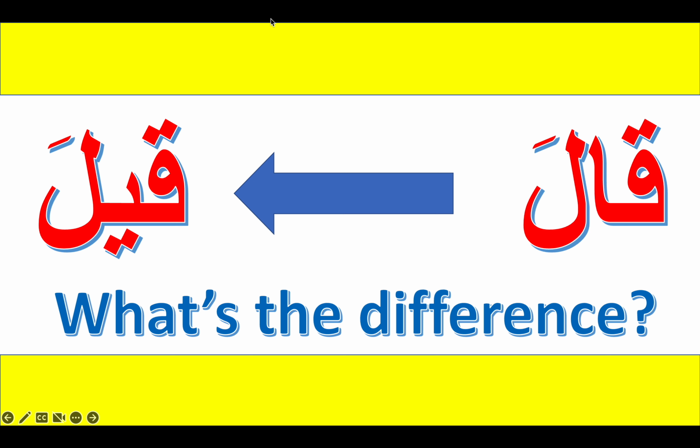So, this is a grammar video today, and it is going to be focused on explaining how to conjugate verbs in the passive form, specifically verbs in form 1 with a weak middle root letter. So what is the difference between qala and qilla? Well, you'll find out by watching this video. So without further ado, let's get started.